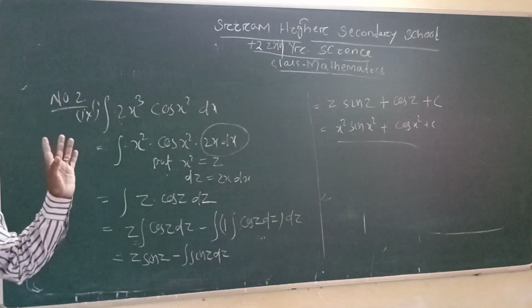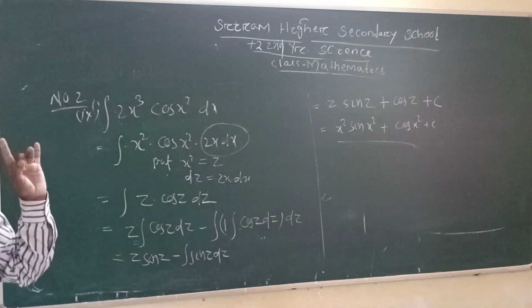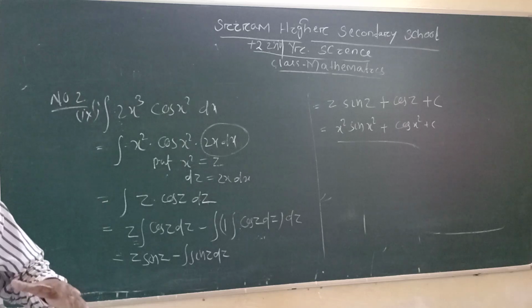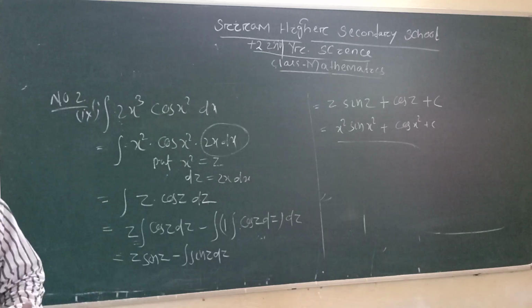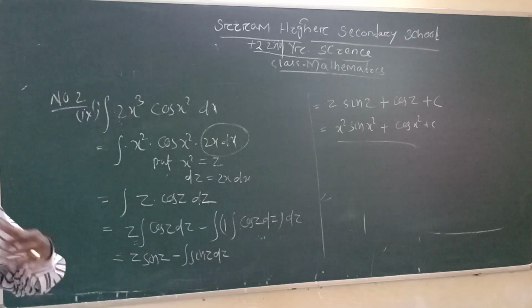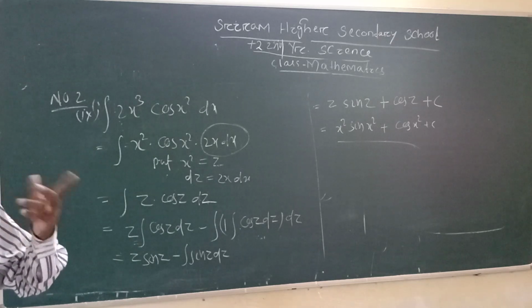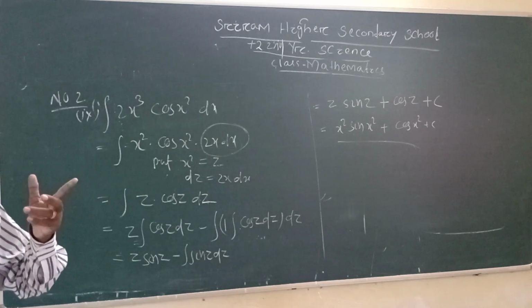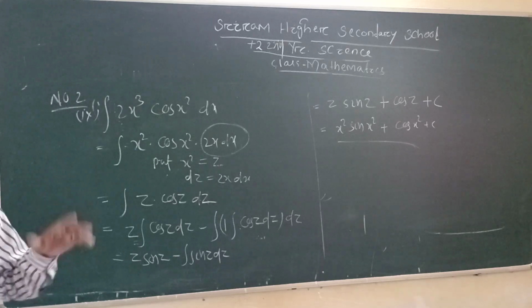So that's all about number 2 IX. Now, the last two bits are IX and X: x cosec square x dx and x tan square x. X tan square x is more important than x cosec square x, so I am going to evaluate the value of X, the last bit of number 2.